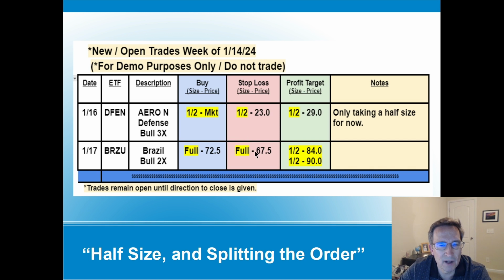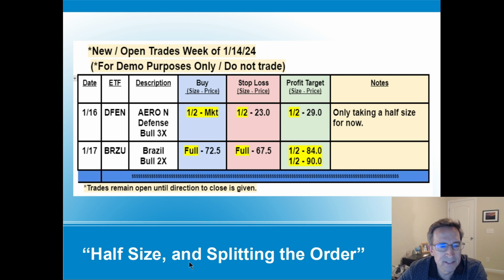And then our stop loss, again, is still a full size order if it drops down to 67.5. But then here's the tricky part: we want to sell half of that order at 84 and half of the order at 90, but we didn't explain how to place a buy order like that. So we're going to show you how to do that on the next slide.